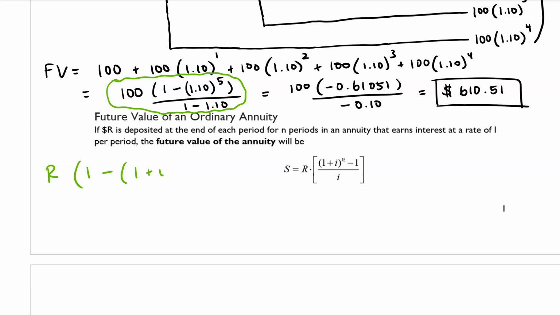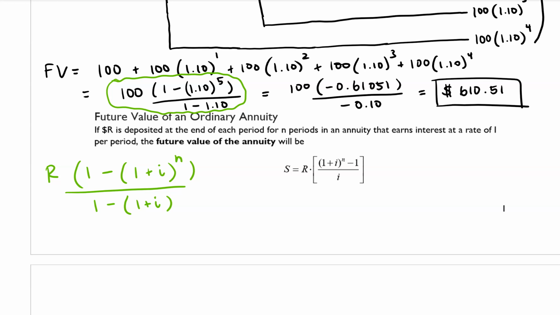And then we would have R times 1 minus 1 plus the annual interest rate raised to the power. In our previous example, it was 5, but in general, let's just call it n, and then divide that by 1 minus the quantity 1 plus I. And again, our annual interest rate in the above example was 10%, so I would be 0.10.